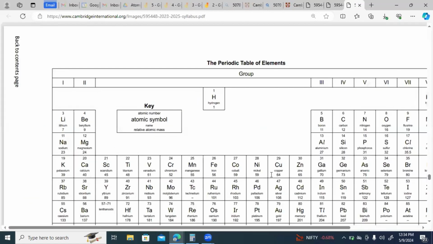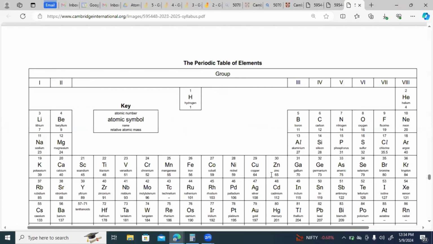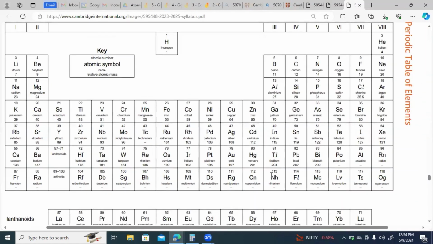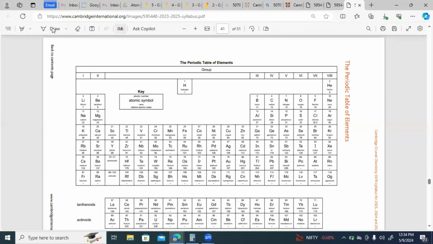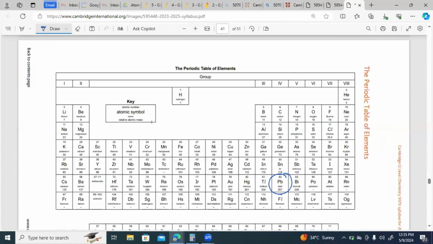Non-metal with non-metal. Non-metal. Okay. Metallic. Okay. Now look over here. For example, there was once a question in the CIE that you had to draw a dot and cross model of lead chloride. A lot of students perceive that it is in group 4, so it is a non-metal.